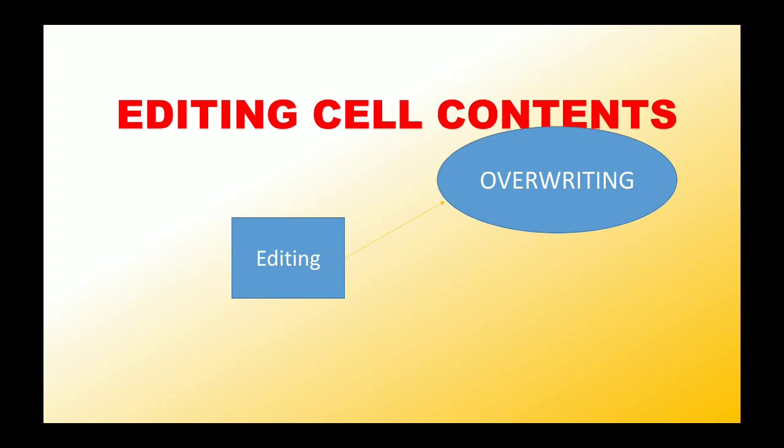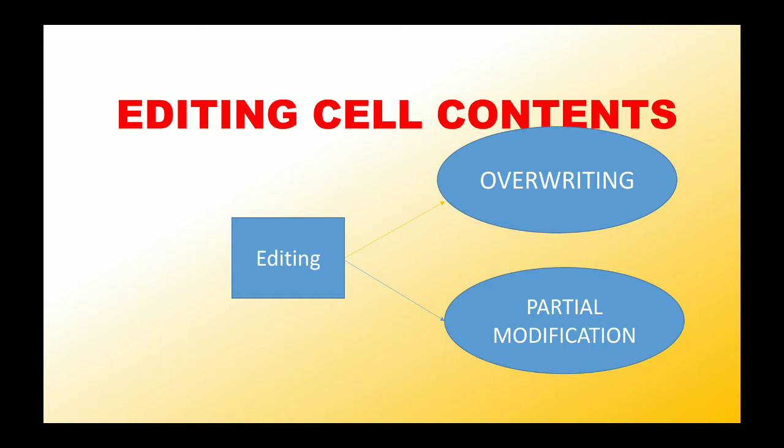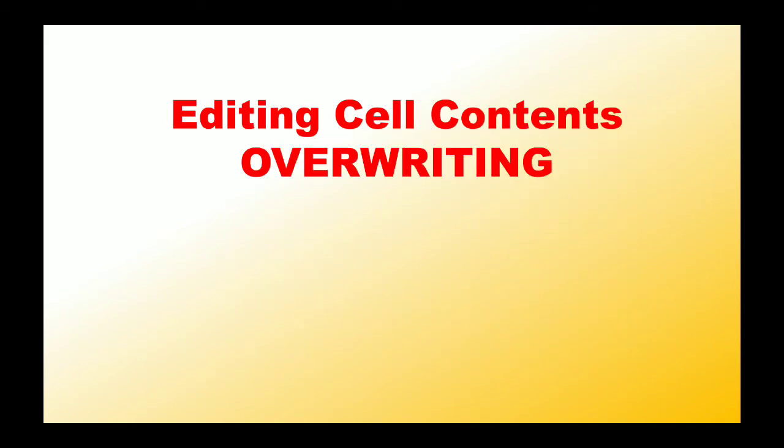As I discussed yesterday about editing, we can perform editing in any spreadsheet that we have. Now we can do it using two methods. The first method is overwriting and the second method is partial modification. Means editing can be done in two ways, using the overwriting method and partial modification. So let's have a look at overwriting first. How to edit any worksheet using the overwriting method.